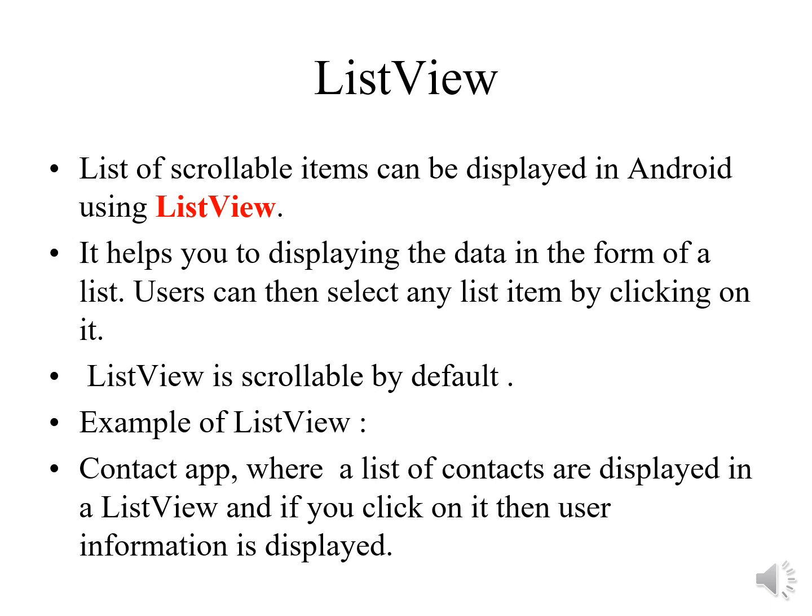User can select any item from the list box by clicking on it. List view is scrollable by default. An example for an application which uses list view is contact application in your mobile phone.